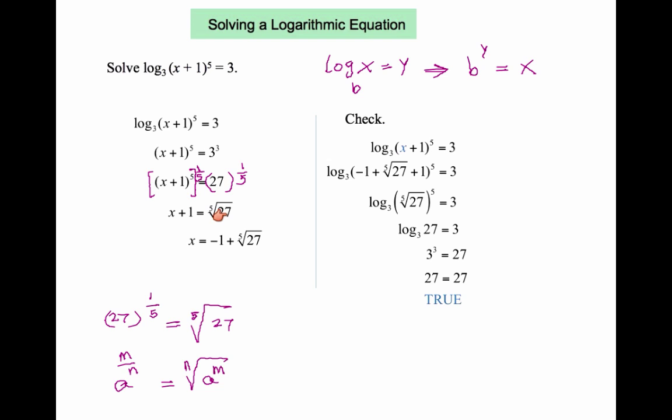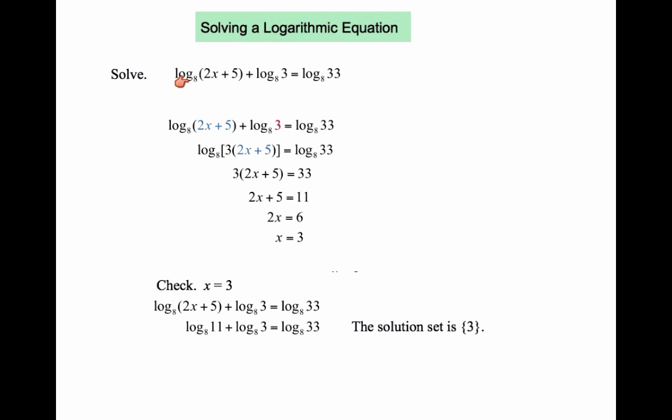So we have x plus 1 is equal to the fifth root of 27. If I subtract 1 from both sides of the equation, x would be equal to minus 1 plus the fifth root of 27. We can check our answer easily, substituting for each x value that we found. And we see that it's true. 27 will equal 27.